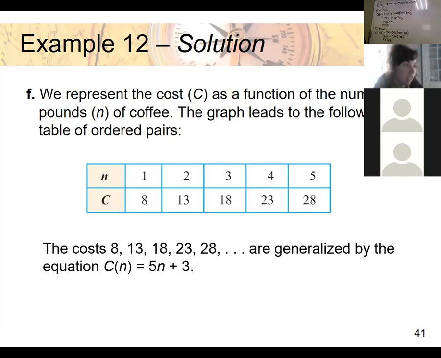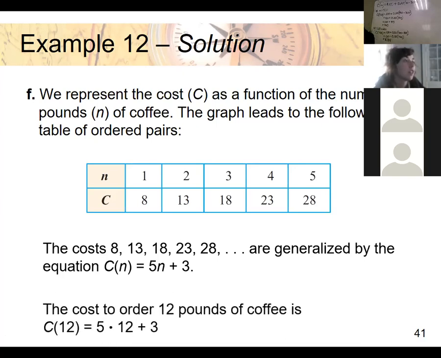So we can use that equation there to find out the cost for 12 pounds of coffee. So we just substitute the n with 12. So it'll be 5 times 12, that's 60. 60 plus 3 is $63. So the cost to order 12 pounds of coffee would be $63.